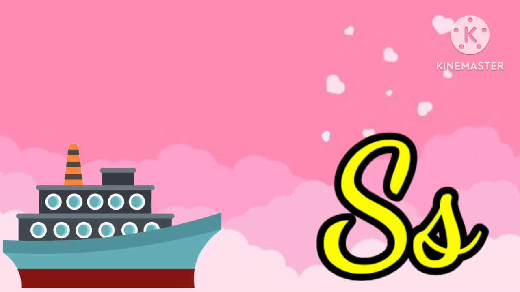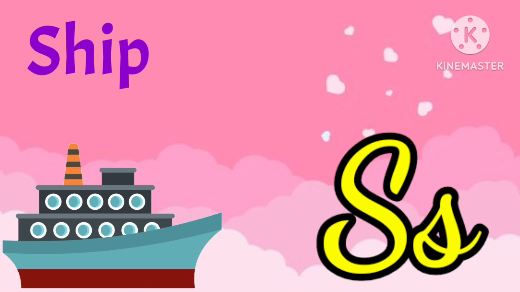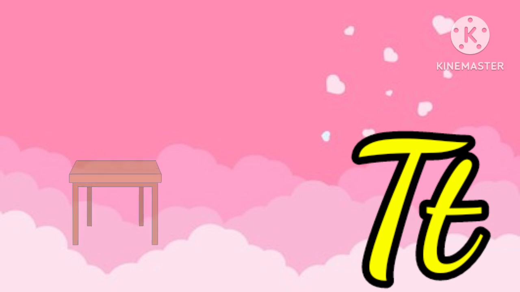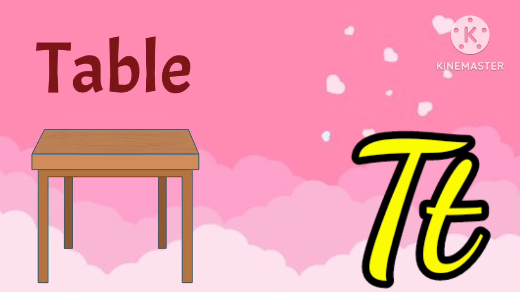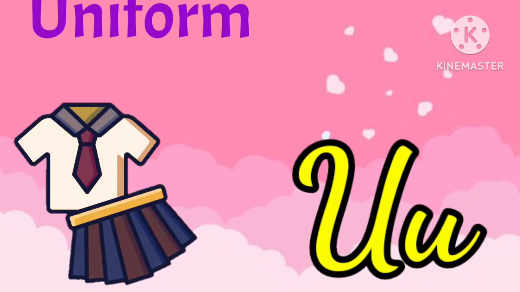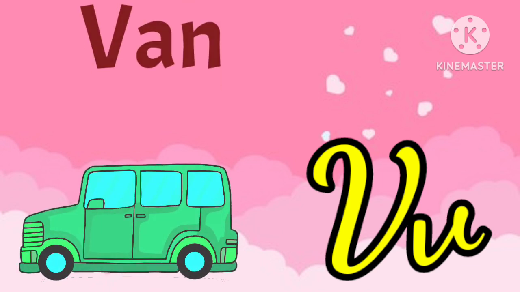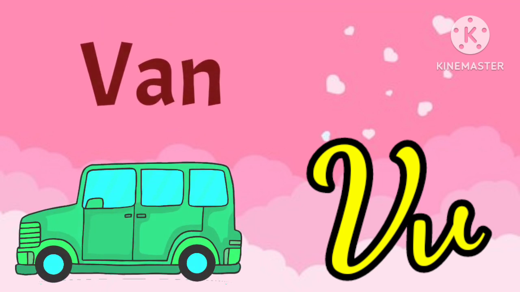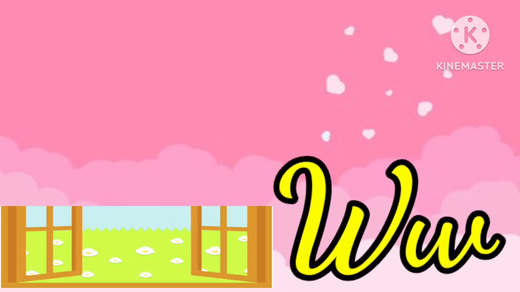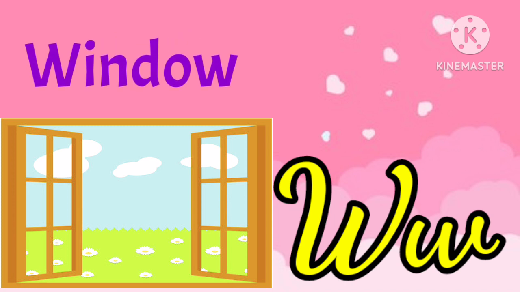S. S is for ship. T. T is for table. U. U is for uniform. V. V is for fan. W. W is for window.